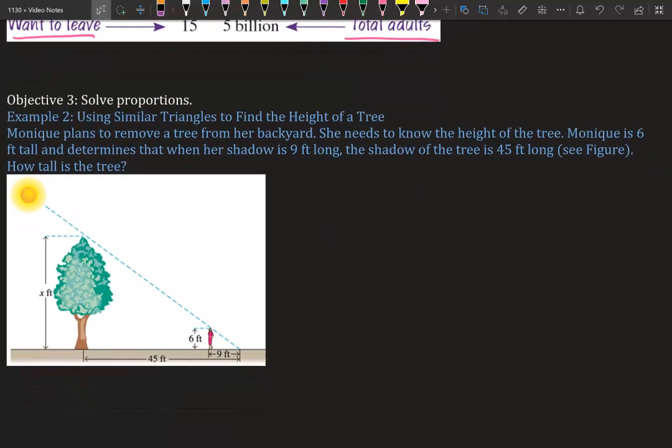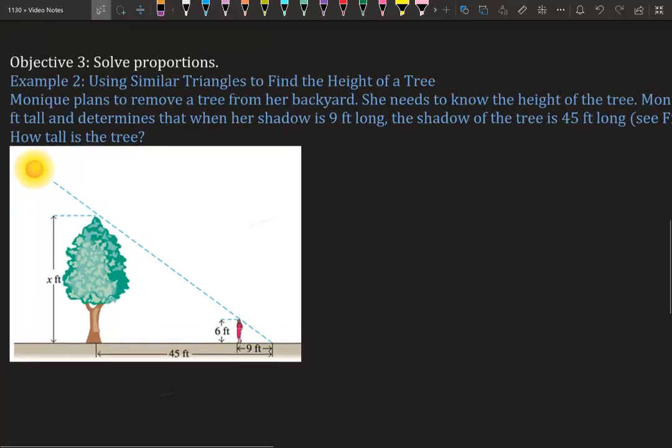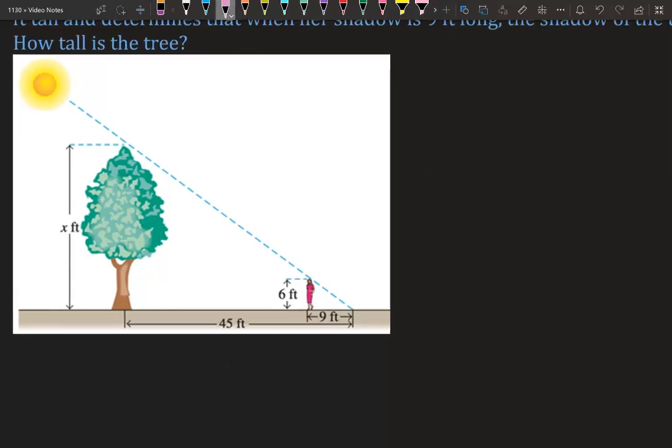Monique plans to remove a tree from her backyard. She needs to know the height of the tree. Monique is 6 feet tall and determines that when her shadow is 9 feet long, the shadow of the tree is 45 feet long. How tall is the tree? So let's separate both of these shapes. We have a big triangle right here, and then we have a small triangle right here.